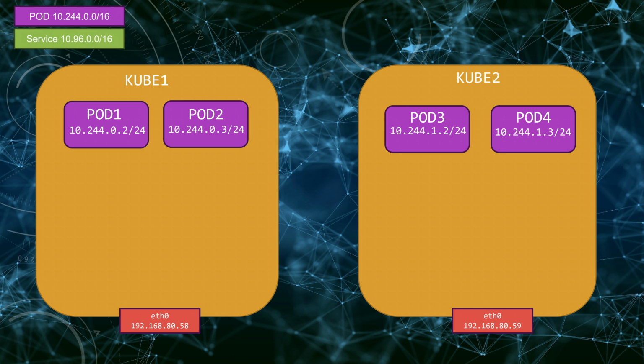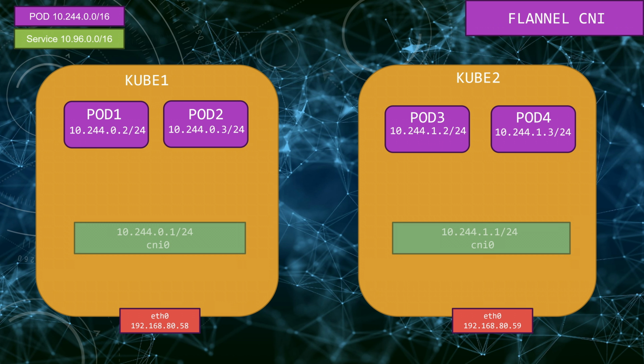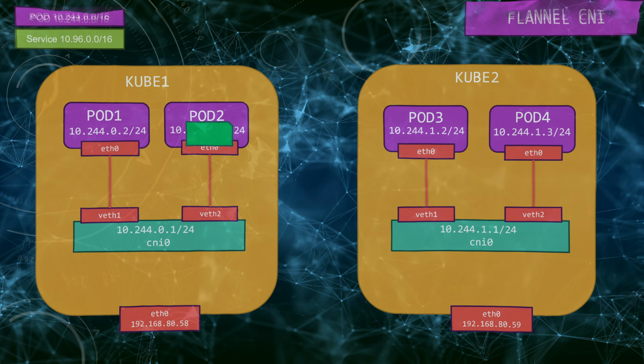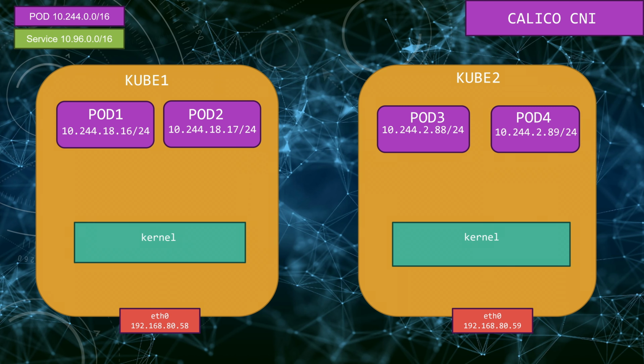In CNIs like Flannel that use an overlay network, we would see a layer 2 bridge, usually named cni0, and a bunch of virtual Ethernet pairs that connect the eth0 interface within the pod to veth interfaces within the cni0 bridge on the host. When pods within the same node want to talk to each other, the traffic goes via the layer 2 bridge. The first difference with Calico fully routed mode is the lack of the layer 2 bridge.